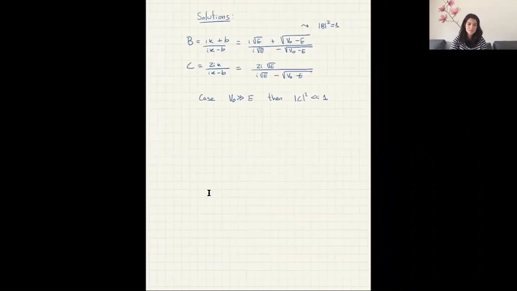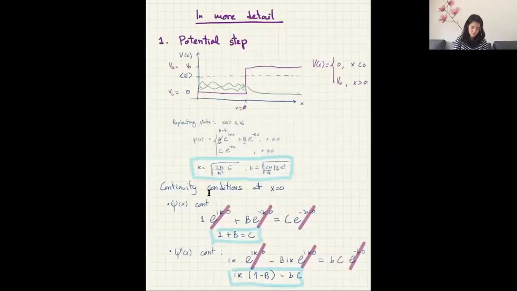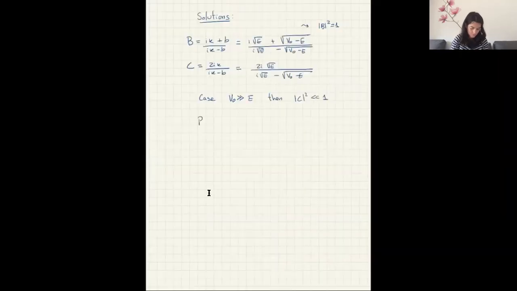And the further we get away from x0, if we want to find the probability of finding the particle there, it's going to depend on c squared and e to the minus bx. Sorry, let's just say, what's the probability of finding the particle at some x that's much larger than x0? Then this is just going to be given by this squared, which in this case is going to be c squared and e to the minus 2bx, right? Which decays exponentially. Okay.